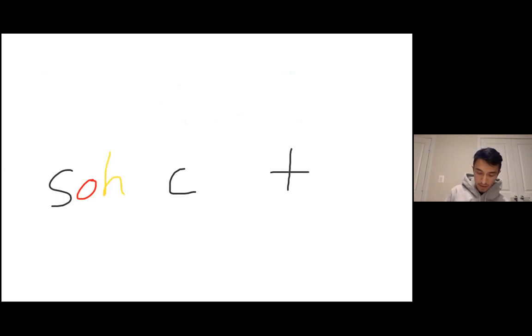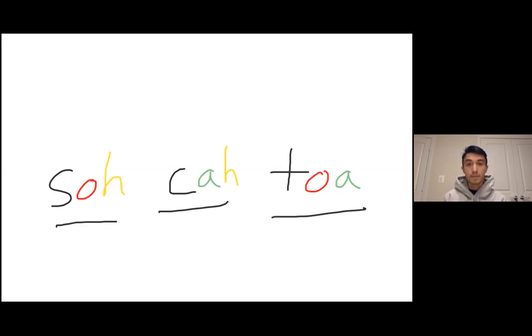Cosine is adjacent over hypotenuse. And the tangent is the opposite over the adjacent. So these are not real words, at least I don't think so. But you pronounce this SOHCAHTOA, okay? So nice little expression you might make if you're angry or something.